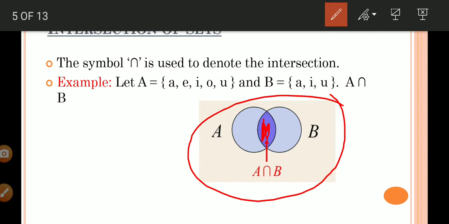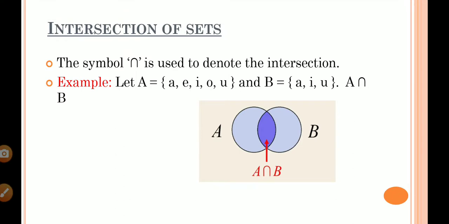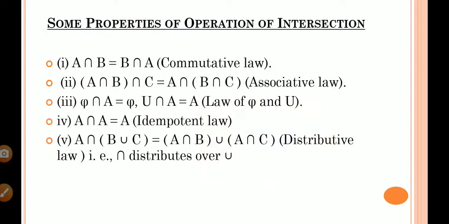Intersection is what is common to both A and B. That is A, I, U. Now let us move on to the properties of operation on intersection. Same as in the union, the properties are the commutative law, associative law, law of identity, idempotent law, and the distributive law.